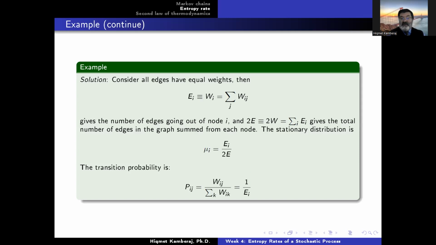Now the stationary distribution is equal to mu I equal to ei over 2E. And the transition probability is equal to Pij equal to wij over the sum of all k's wik, which is equal to 1 over ei.